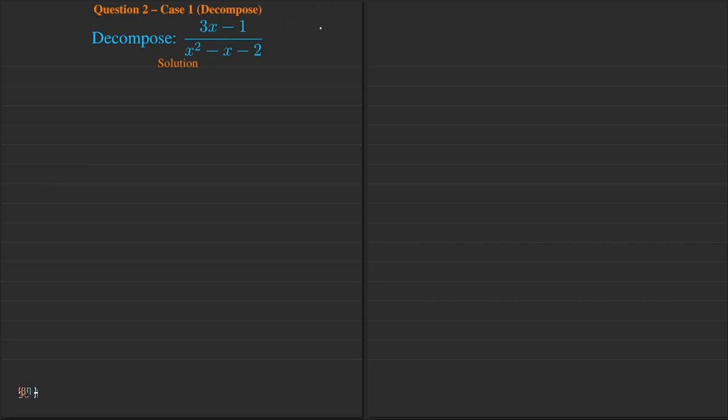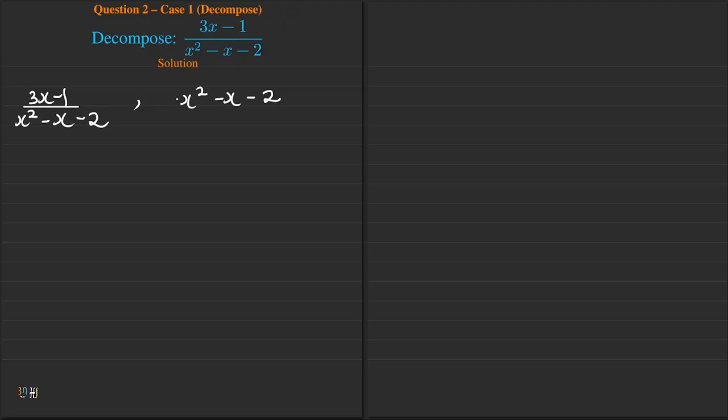So looking at our second question, it says we have to decompose 3x minus 1 all over x squared minus x minus 2. So we have 3x minus 1 over x squared minus x and then minus 2. The first thing we need to take note of is that the denominator is not written in its factorized form. Hence, you need to factorize the denominator. The denominator was given as x squared minus x minus 2. If you want to factorize, it's a quadratic.